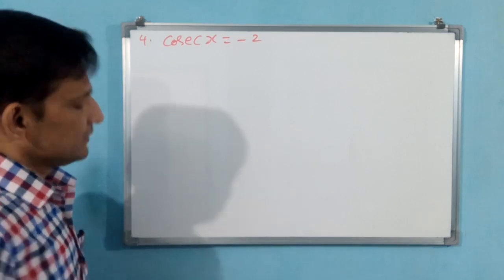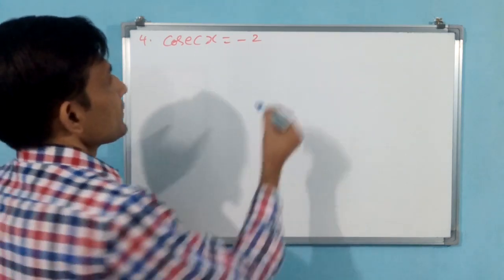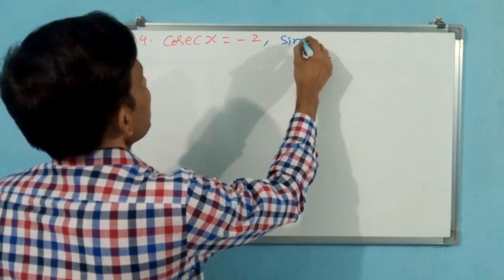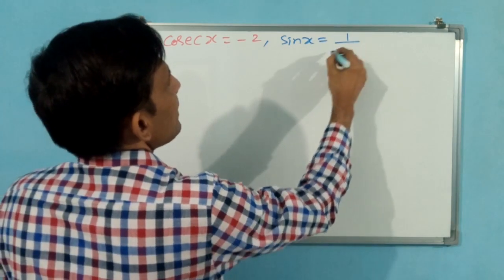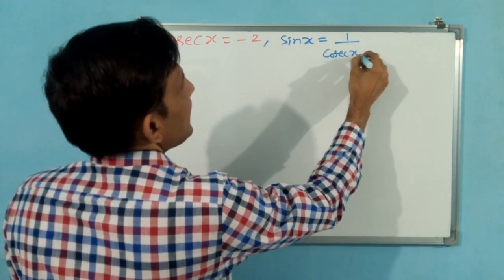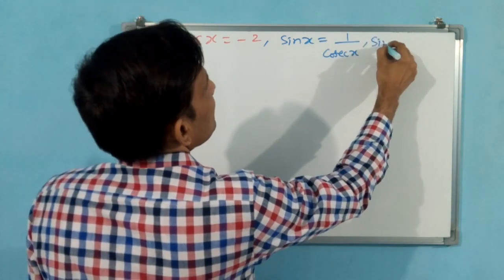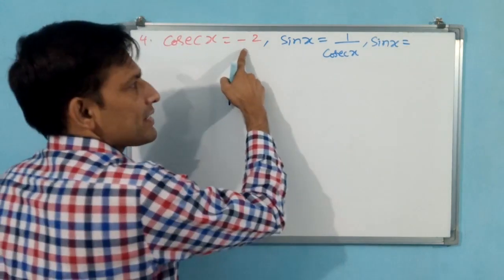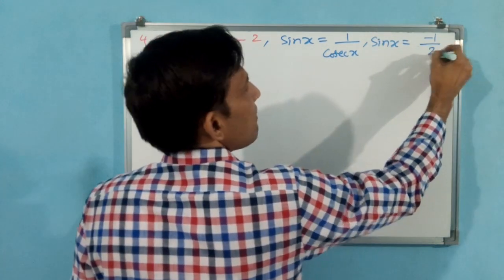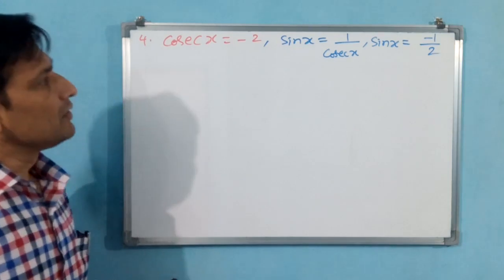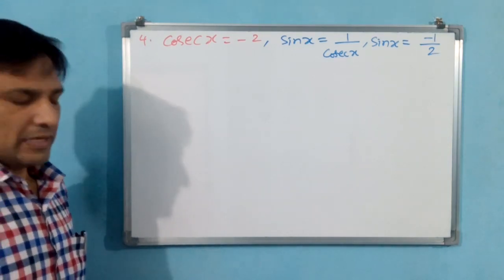Write down: sin x is equal to 1 by cosecant x. So sin x is equal to, transferring the minus to the numerator, minus 1 by 2. Is it correct? Okay.